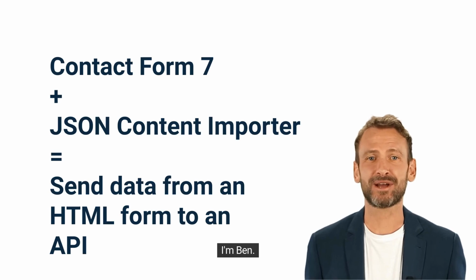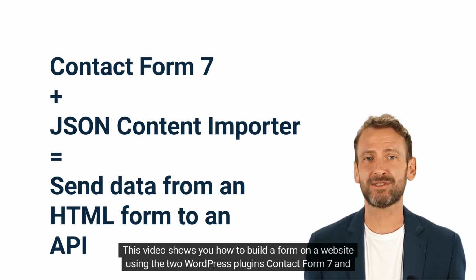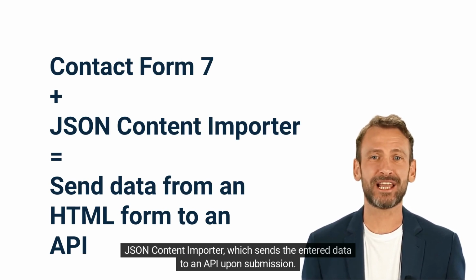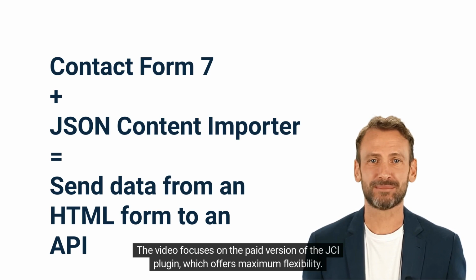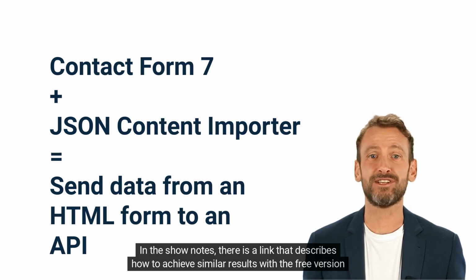Good day. I'm Ben. This video shows you how to build a form on a website using the two WordPress plugins Contact Form 7 and JSON Content Importer, which sends the entered data to an API upon submission. The video focuses on the paid version of the JCI plugin, which offers maximum flexibility. In the show notes, there is a link that describes how to achieve similar results with the free version of JCI.